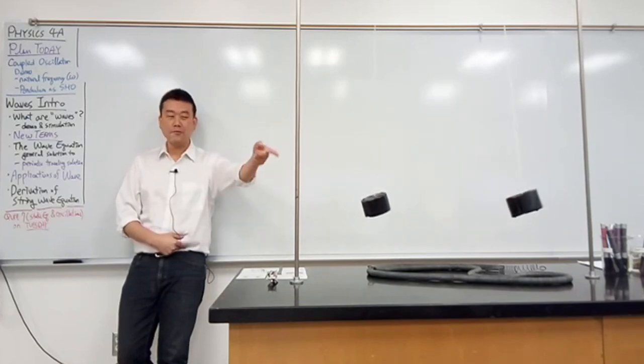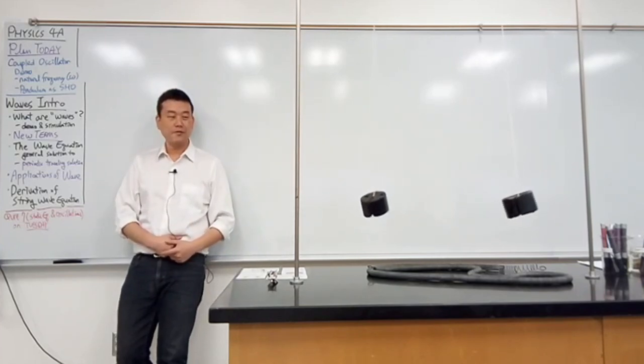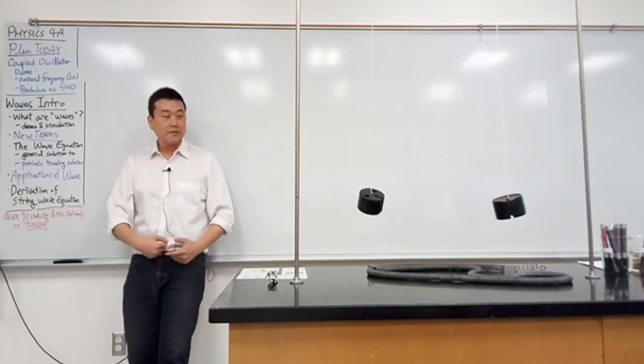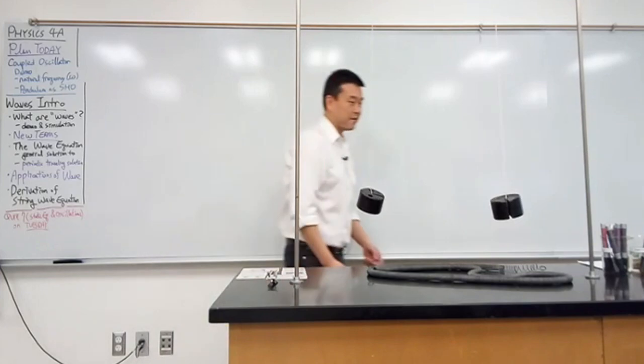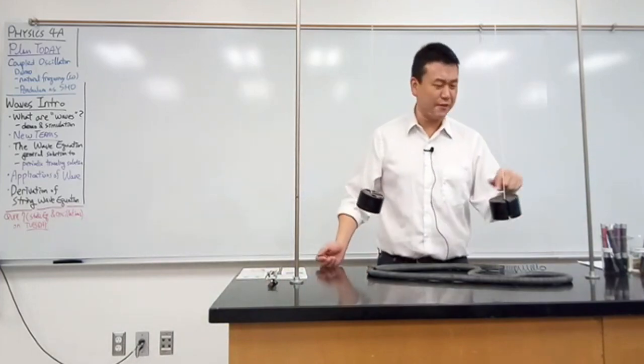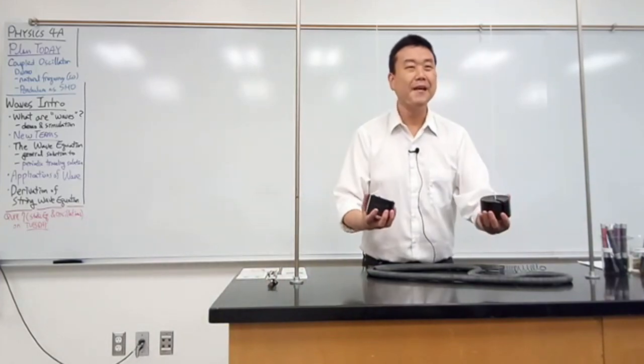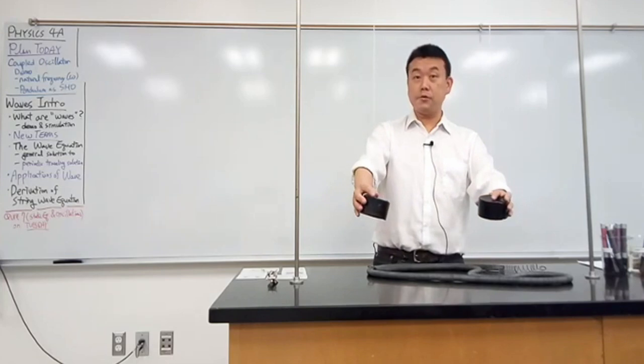I'll wait until Bob comes to a stop and then I'll continue. This does take a while. It hasn't come to a stop yet. I mean, you believe it'll come to a stop, right? Okay. So this is an example of a coupled oscillator.